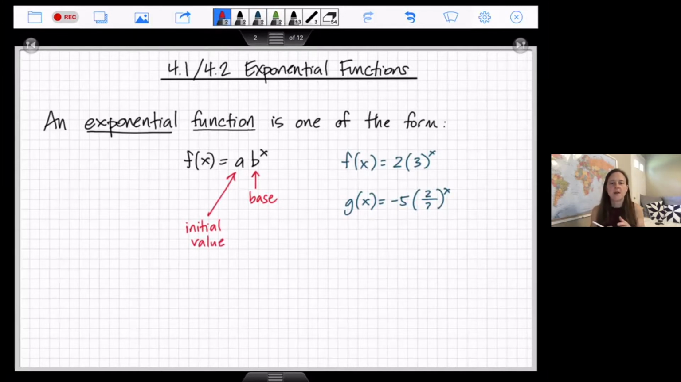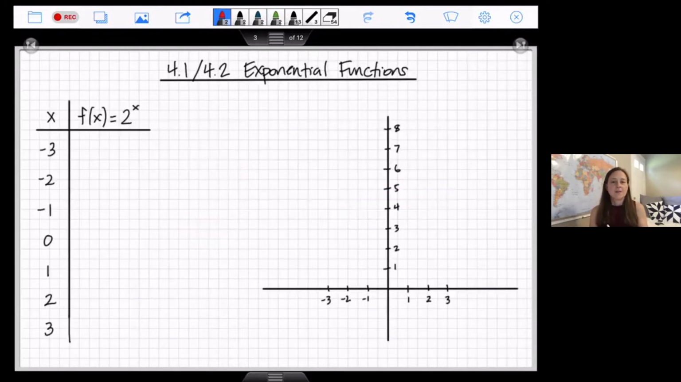We'll talk more about the initial value in a later video. Today, I want to focus on that base and what the different values of b would change about the graphs of these functions. So here we have a really simple exponential function, f of x equals 2 to the x, and I want to graph this one by plotting points. We're going to need our exponent rules to figure this out. We're going to plug in x equals all the integers between -3 and +3.